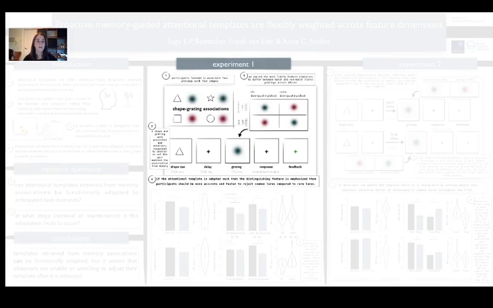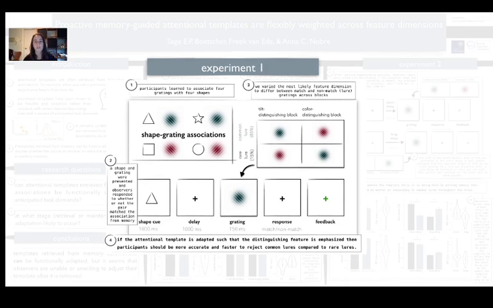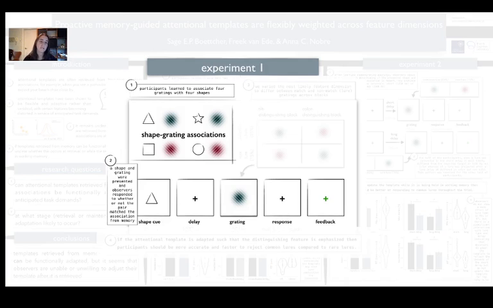In experiment 1, observers learned to associate 4 gratings with 4 different shapes. Gratings were defined by a unique combination of color, green or pink, and tilt, left or right. In the main task, observers would be presented with a shape, followed by a grating, and they would be asked to decide if the grating matched the association in memory.